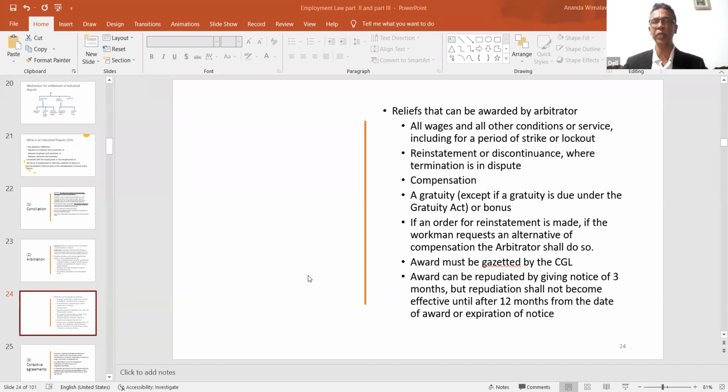Right. An award must be gazetted. An award is the award given by the arbitrator. An award must be gazetted by the Commissioner General of Labor. Next.